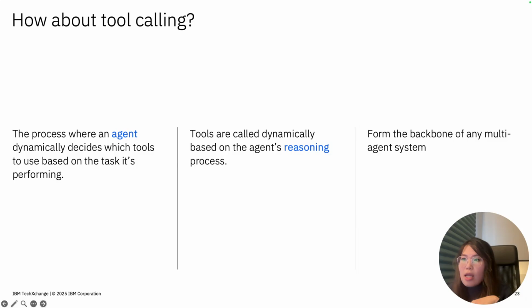So how about tool calling? Tool calling is nothing but the process where an agent dynamically decides which tools to use based on the task it's performing. Tools are called dynamically based on the agent's reasoning process, and this tool calling process forms the backbone of any multi-agent system.